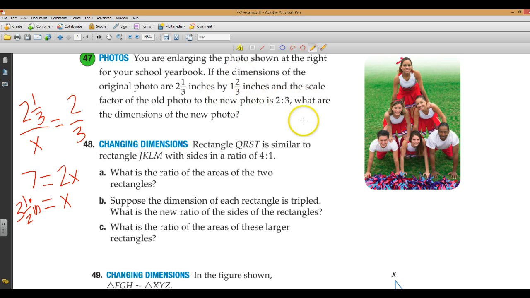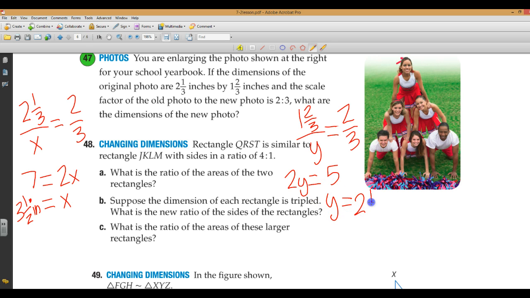So take the dimension of the old photo, as it corresponds to a dimension of the new photo, and set it equal to your scale factor, 2 to 3. So we would take 2 times y is equal to 3 times 1 2/3. So 3 times 1 would be 3, 3 times 2/3 is 2, and 3 and 2 is 5. And divided by 2, and y is equal to 2.5 inches.